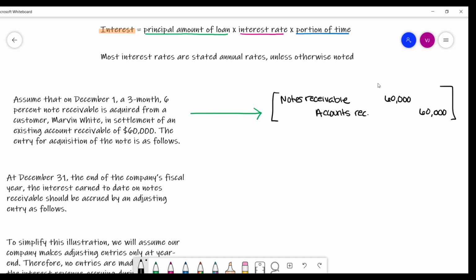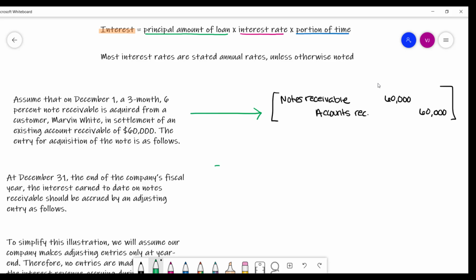Now on December 31st, the end of the company's fiscal year, the interest earned to date on the note receivable should be accrued by making an adjusting entry. Although Marvin isn't paying them back until the end of month 3, as time goes on, the company still earns interest revenue and Marvin still incurs interest expense.